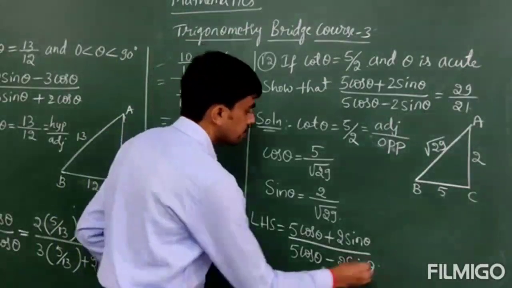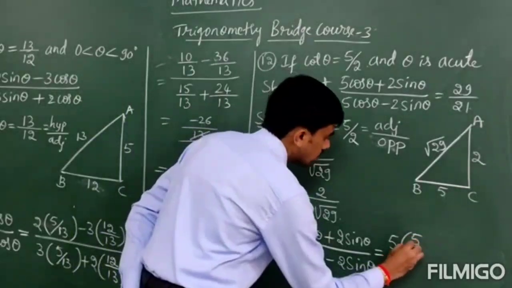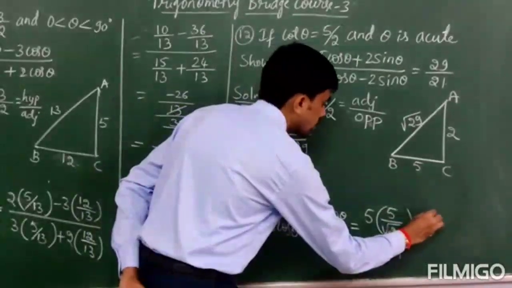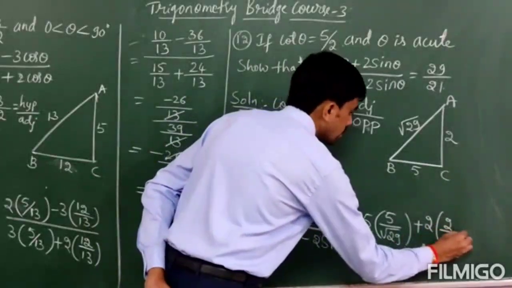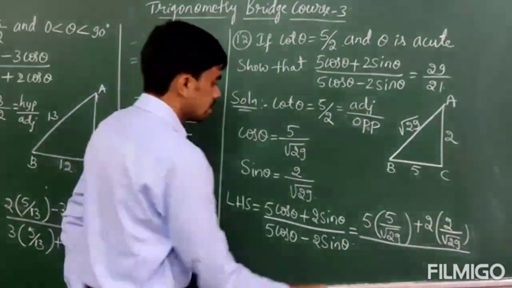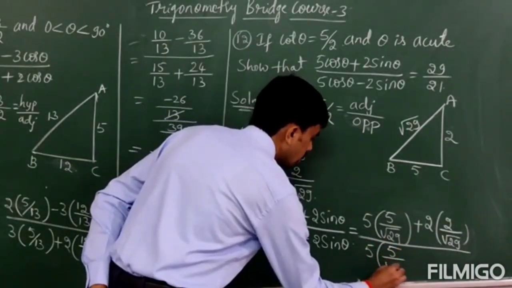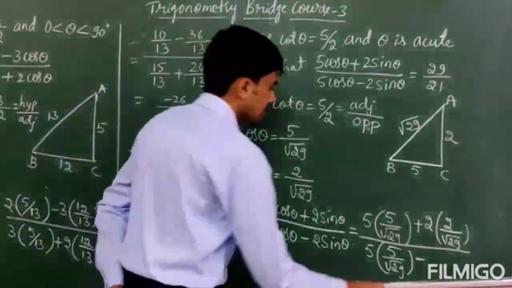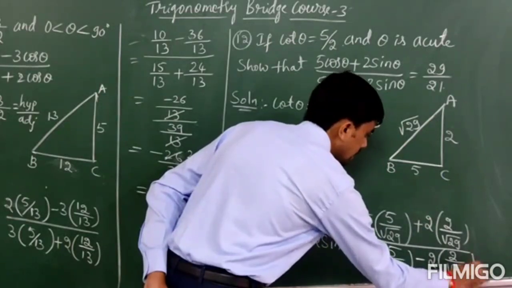Okay, 5 into cos theta. What is the value of cos theta? 5 divided by root 29. Plus 2 into, what is the value of sin theta? Sin theta value is 2 divided by root 29, whole divided by 5 into cos theta, which is 5 divided by root 29, minus 2 into sin theta, which is 2 divided by root 29.